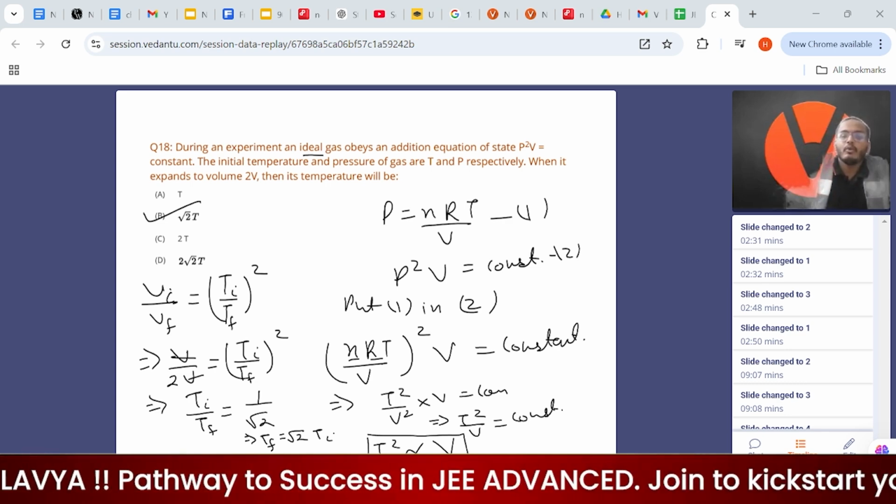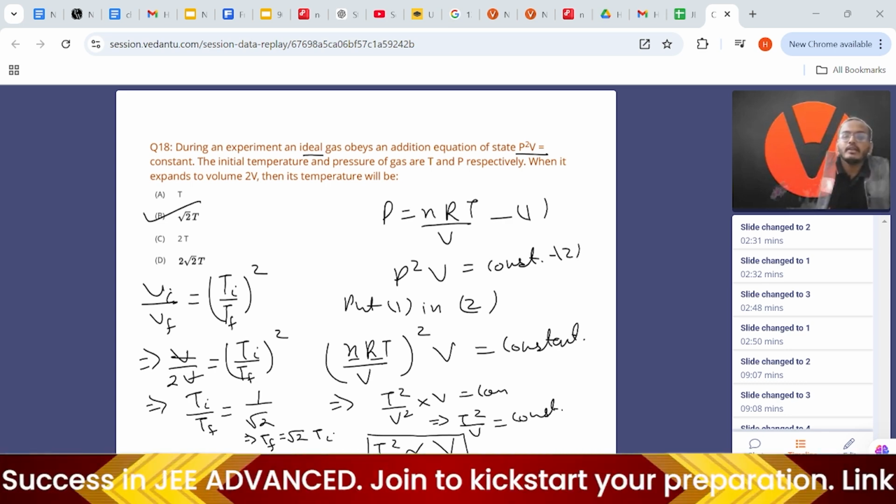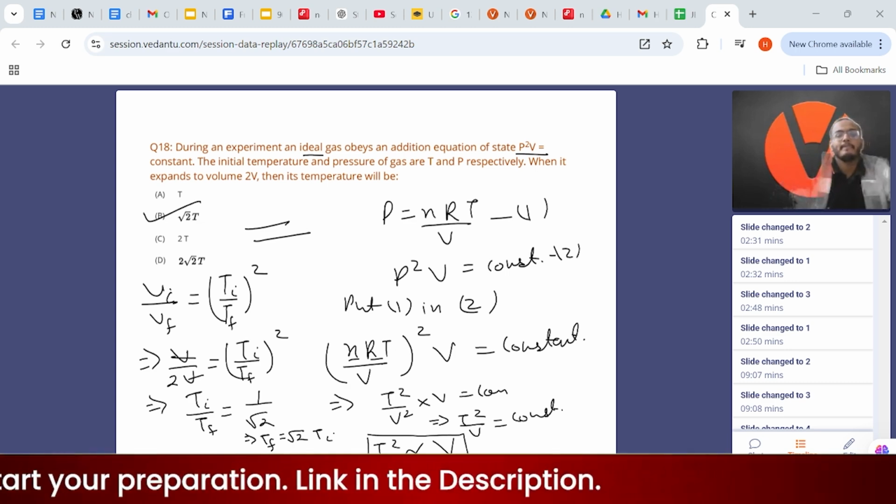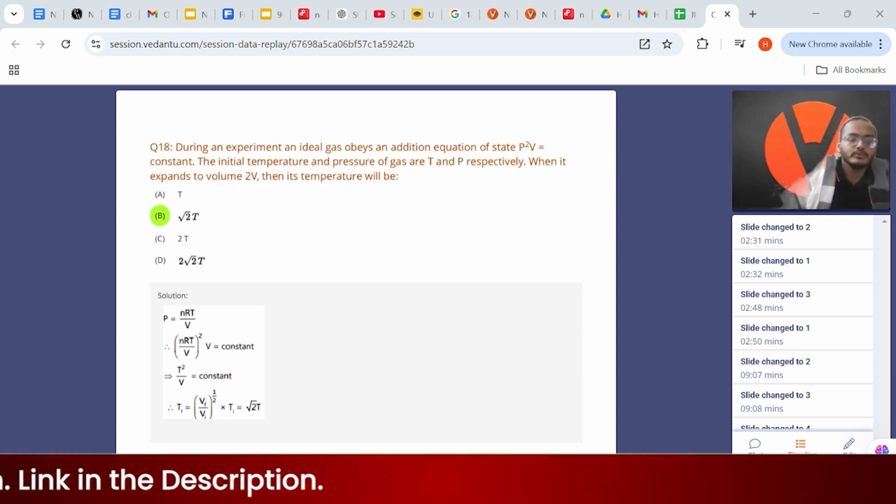Okay. All you have to do is use the ideal gas equation in this equation. So, that's your values. Okay.